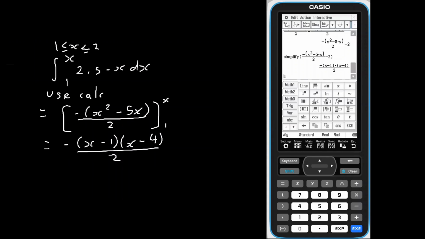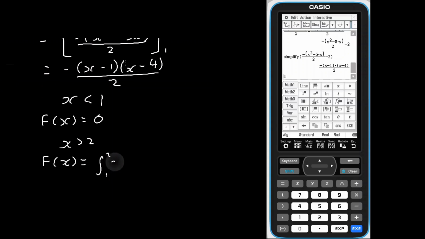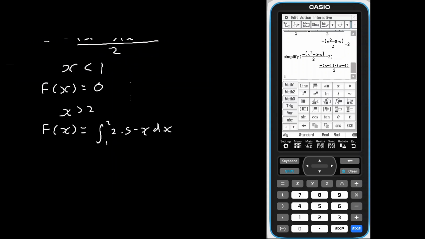Okay, but for areas outside of this, so if we have x is less than 1, the cumulative value will be 0. But then after 2, our value here is just always going to be a constant. It's going to be the integral from 1 to 2 of 2.5 minus x dx, and hopefully you realize that that's going to be equal to just 1.